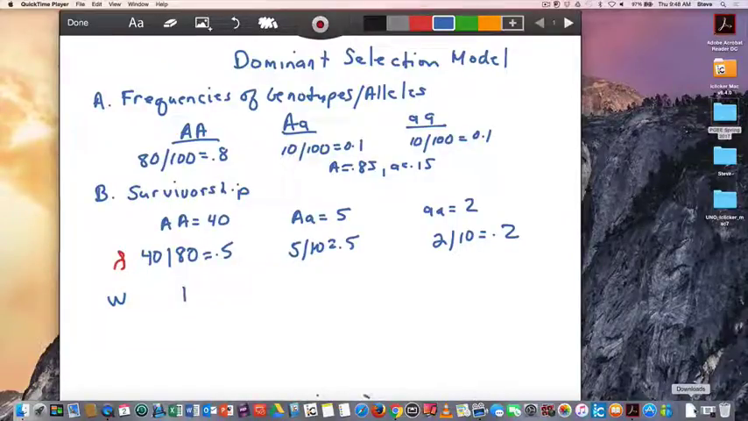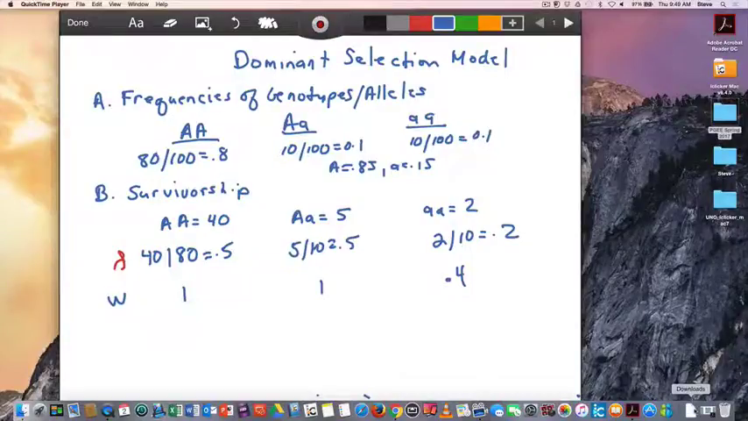1. What do we get for this one? 1. And what do we get for that other one? 0.2 divided by 0.5, what's that equal to? You do need a calculator? No, come on. 0.4. Okay. So those are the relative fitnesses.